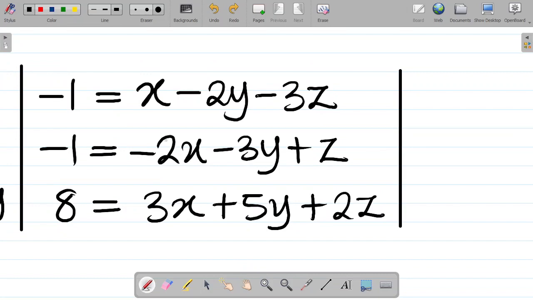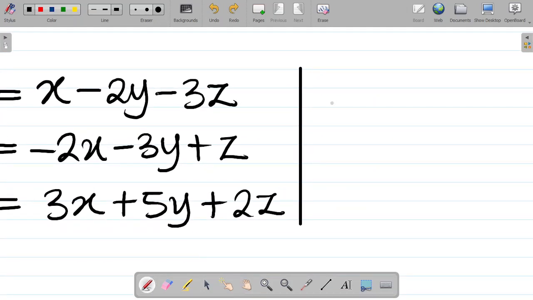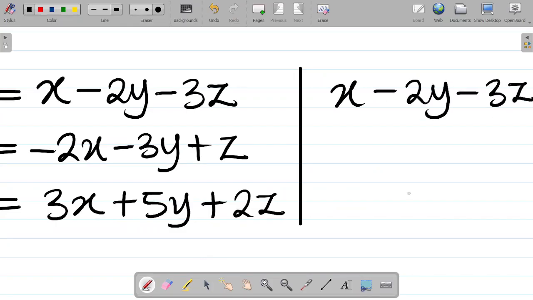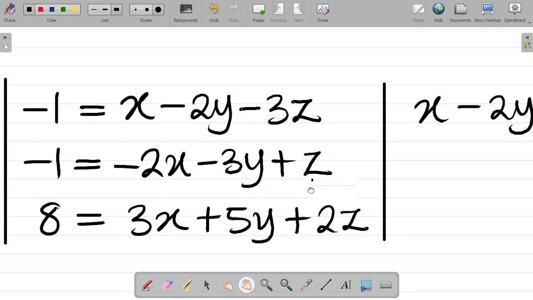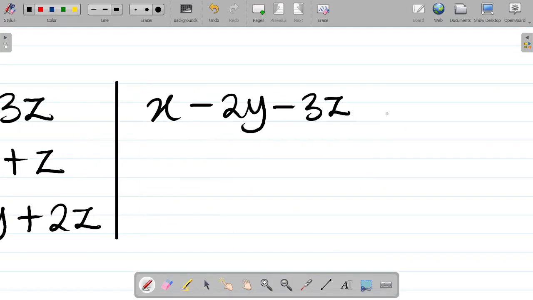So the first thing I have here is this one. I'll bring it first. That becomes x minus 2y minus 3z. That's the first thing there, and of course it's equal to minus 1.